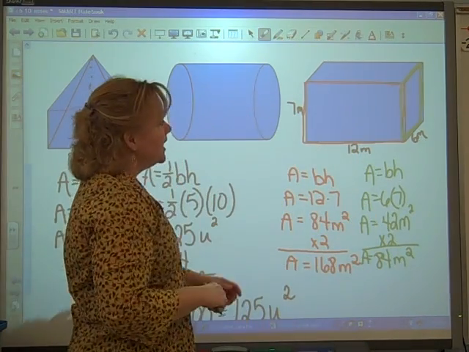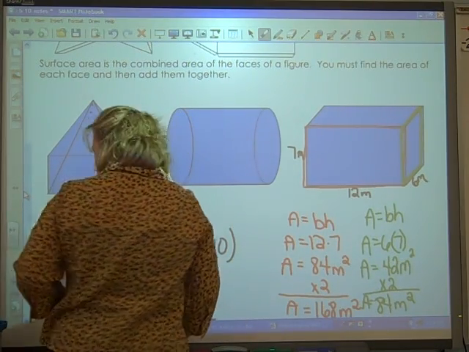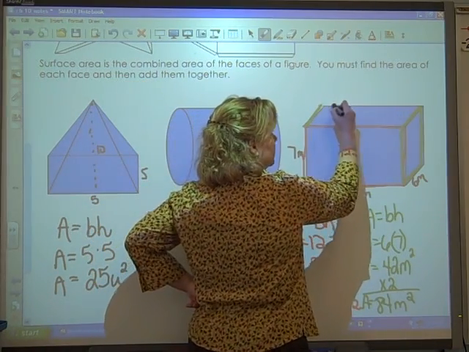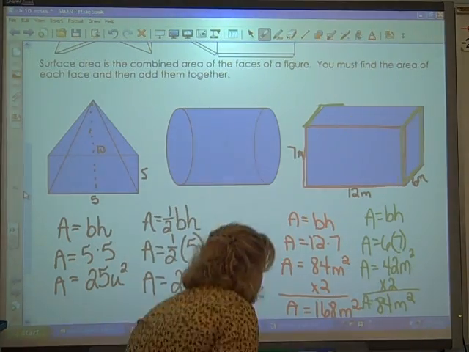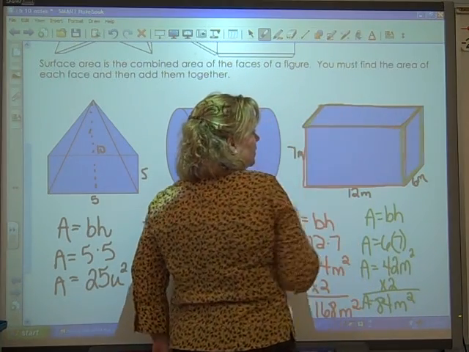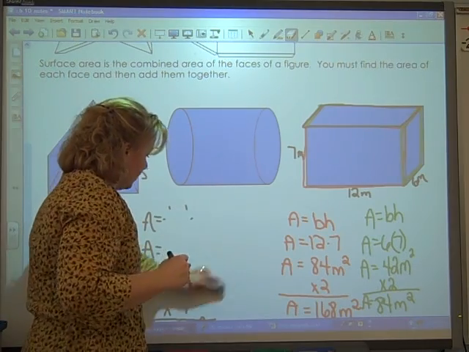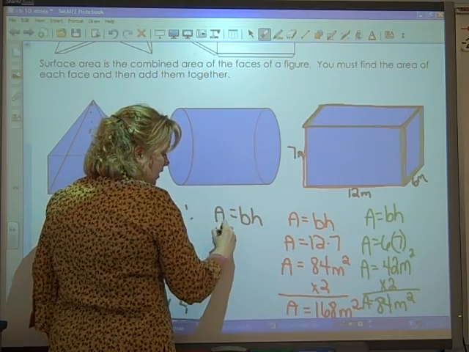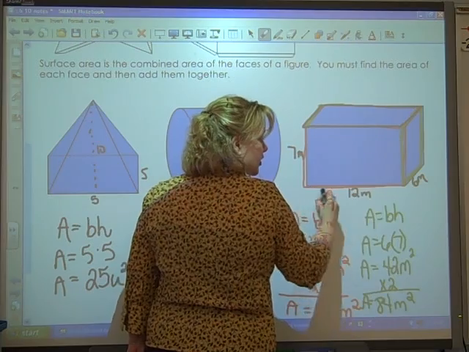Okay, and then lastly, I am going to do my top. So I'm doing this right up here. So I'm doing this right here. So I'm doing the top. Okay, in this case, again, I'm going to erase over here a little bit so I've got room. I've got area equals base times height. Area equals, what's the base? 12. Okay, so remember, you're going to have to look around.